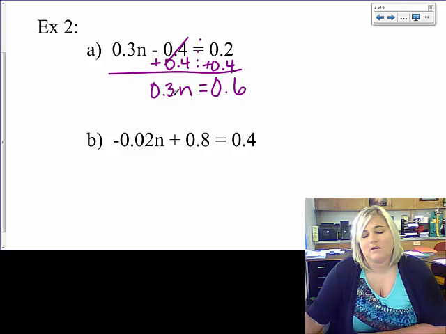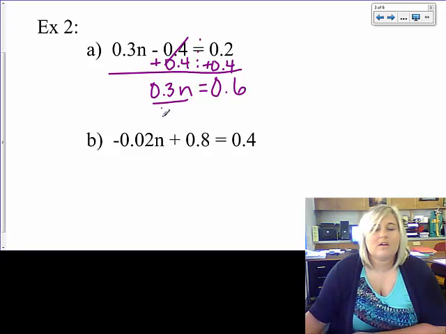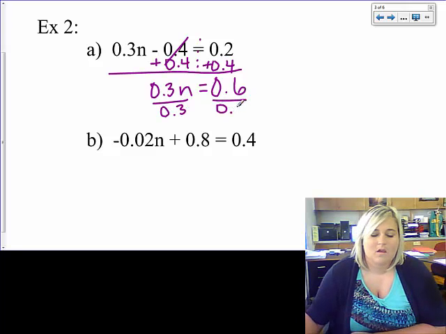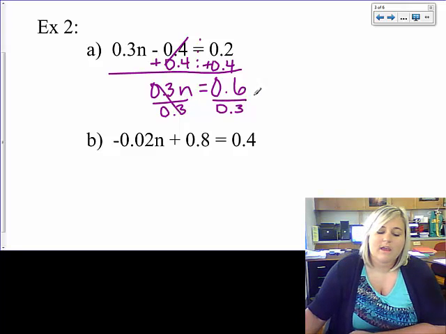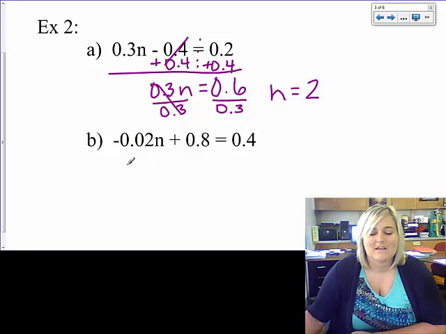6 tenths. And to get n by itself, these are being multiplied. The opposite would be to divide. So I would get n equals 2. Final answer. Same thing down here. This time I want you to pause it and try it on your own paper.